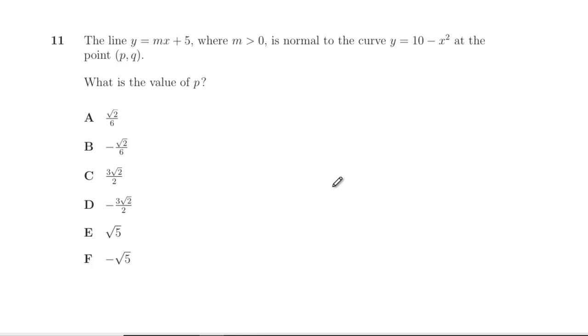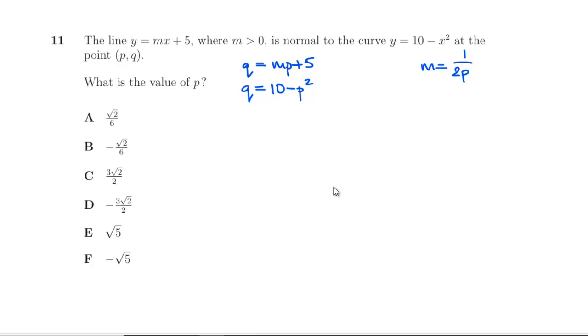The line y equals mx plus 5, where m is greater than 0, is normal to that curve at the point PQ. What's the value of P? Okay, so we've got a number of things. They're both passing through this point. So Q equals mp plus 5, and Q equals 10 minus p squared. Then we've got the normal to this curve. So the tangent is going to have gradient of minus 2p. So m is going to be 1 over 2p.